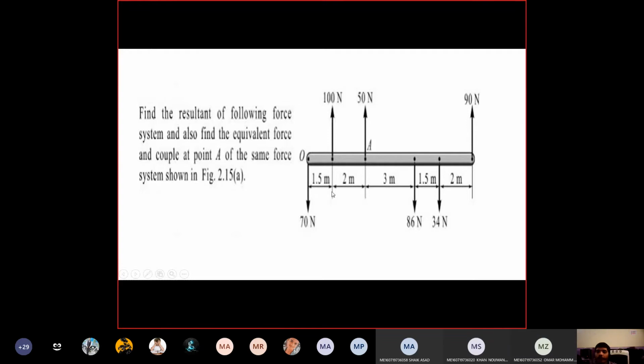Now, how to calculate the resultant force of this one? If a concurrent force system is there, then we use the parallelogram law of forces to calculate it. What about this resultant force? Resultant force means net force, the net effect of the force system. Now, tell me, how to calculate the resultant force for this force system? Tell me, Omar. How to calculate? We have to calculate the net effect.